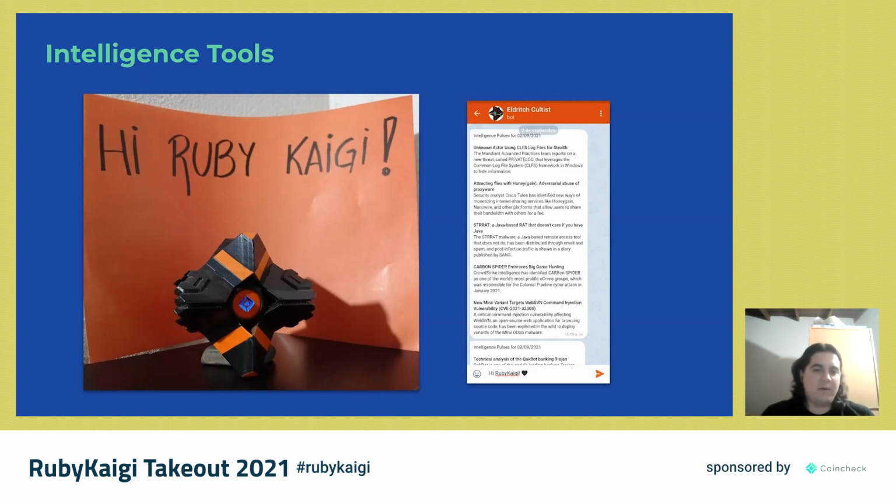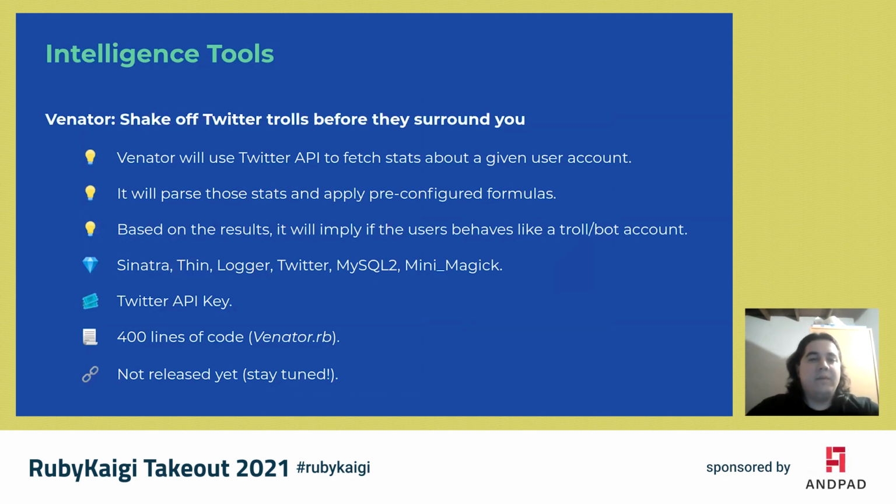Now, from here on, is where things start scaling a little bit more in difficulty. Binator is another product I was working on the intelligence side in order to shake off shooter trolls before they attack you, before they gang up on you. I was trying to do something with the Twitter API on Ruby in order to fetch different stats, different attributes from users and parse them with elastic formulas applied, in order to see if I can imply whether users are having bot-like or troll-like behaviors on social media.